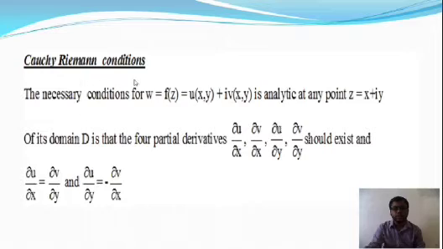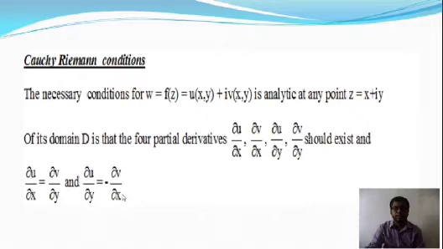So for the Cauchy-Riemann condition, there is a theorem. The theorem is: the necessary and sufficient condition for the function w is equal to f of z is equal to u of x comma y plus i into v of x comma y to be analytic at any point z is equal to x plus iy of its domain D, is that the four partial derivatives del u del x, del v del x, del u del y, del v del y should exist and satisfy the two equations, that is del u del x is equal to del v del y and del u del y is equal to minus del v del x.